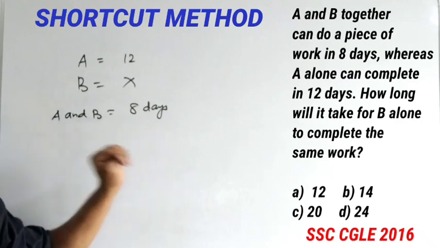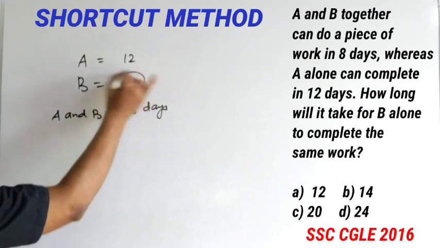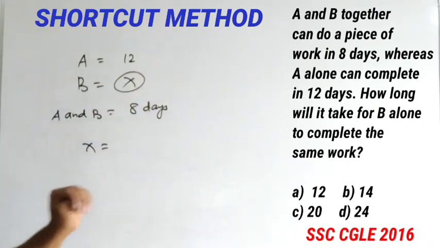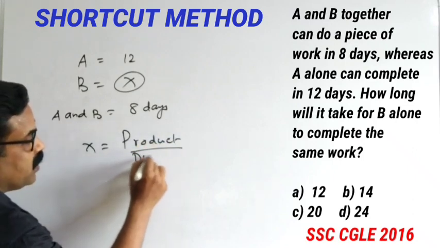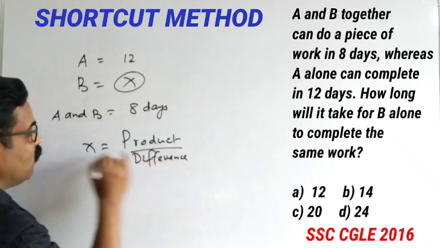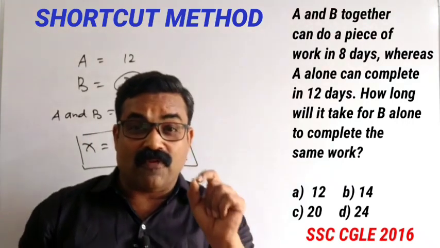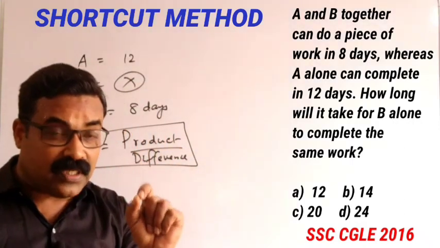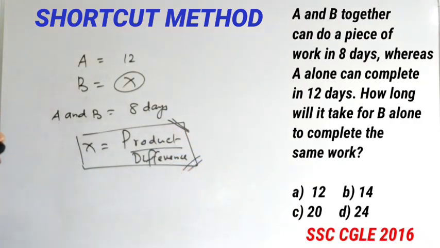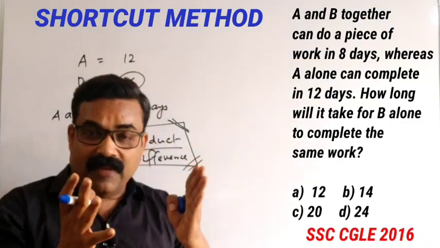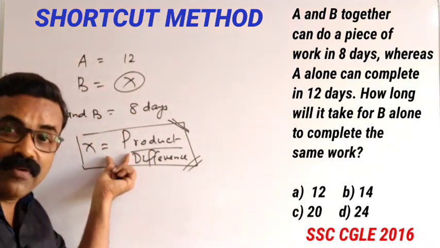So what is the shortcut method? Understand very clearly. We want to find out this x. So x is equal to product by difference. This is the only one formula you need to remember, students, for this type of questions. Remember this formula only and forget about all these things. Take the information from the given question, remember this formula, and you can easily find out the answer.